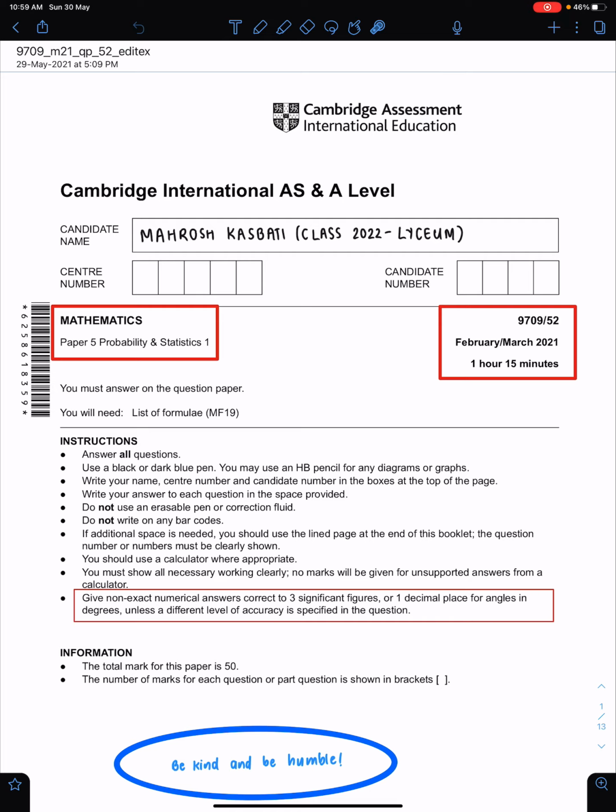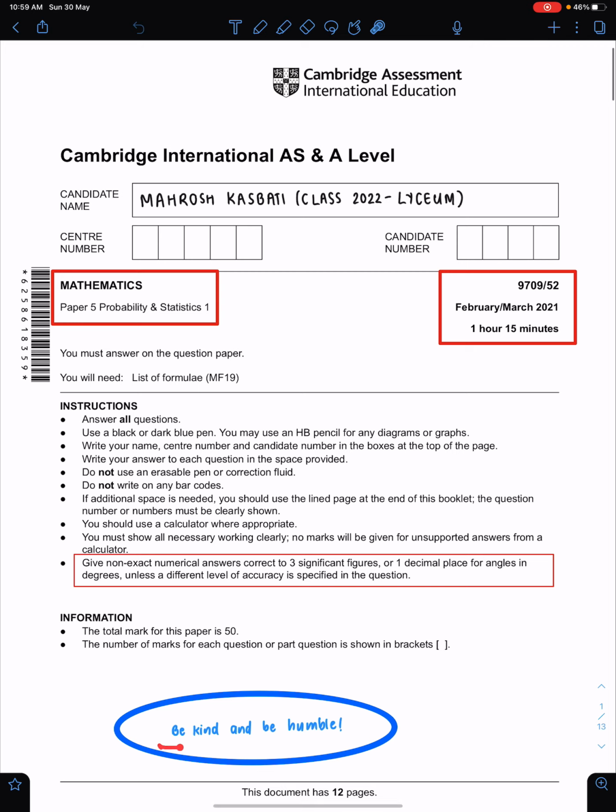In this lecture, I will discuss the solutions of S1 variant 5.2 of March 2021. And for this, I am using the work of an outstanding and one of my best students, Miss Mahroush of class 2022, the Lyceum. All these instructions are very important, especially this last one: give non-exact numerical answers correct to three significant figures. You must follow all these instructions.